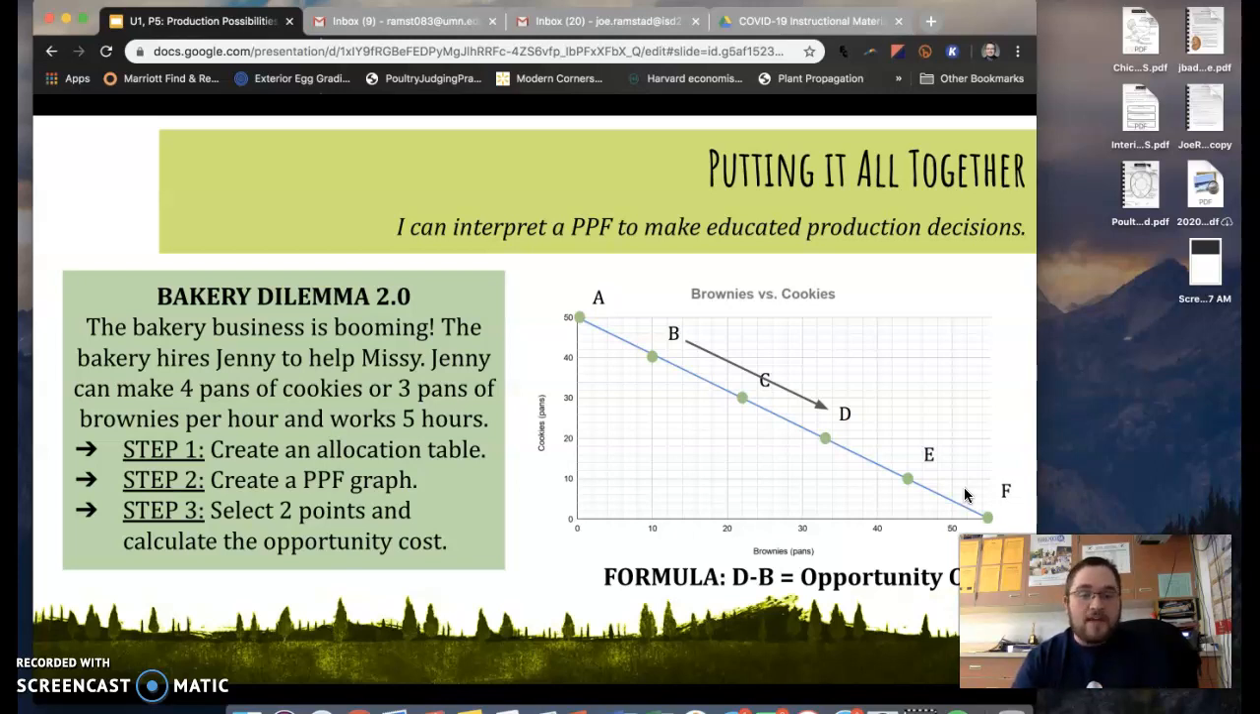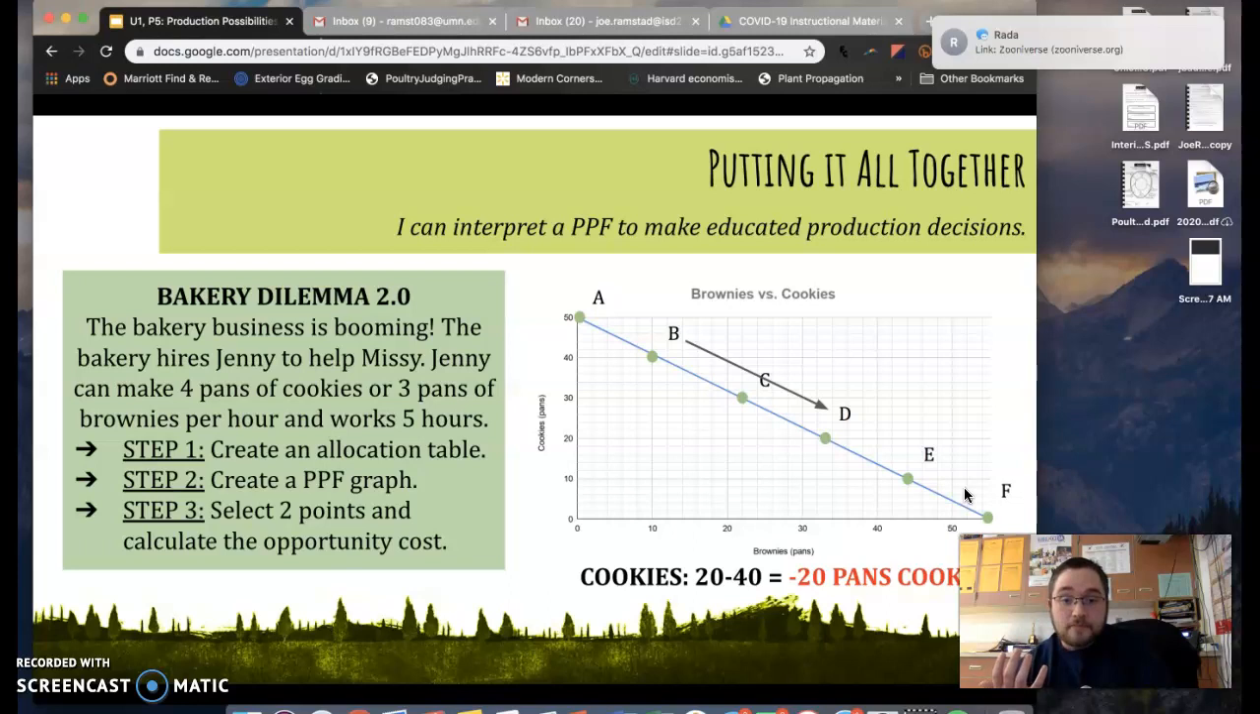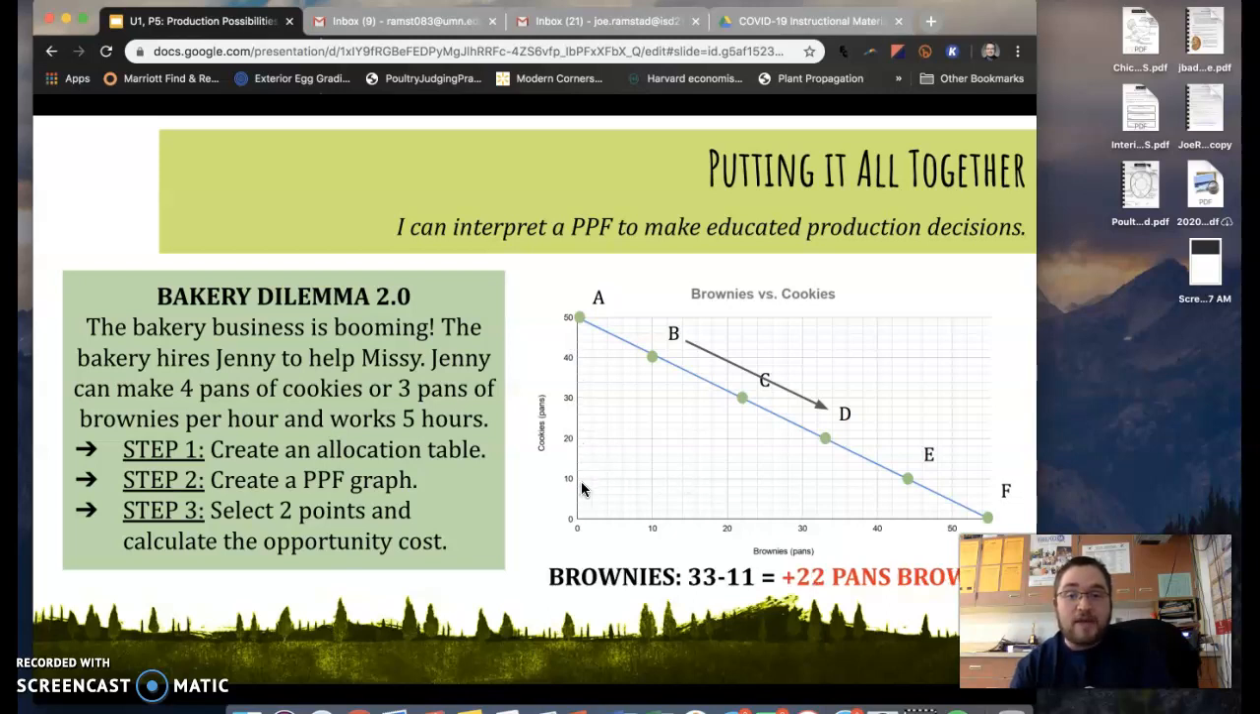So our formula then is going to be D minus B. So at point D, we produce 20 cookies and 33 brownies, and at point B, we do 40 and 11, and that can be confirmed in your table. And for cookies, we are going to be losing 20 pans of cookies in this transition. Okay, this can be confirmed because we are going down on the y-axis. And likewise, we will gain 22 pans of brownies because we are moving across. Does that make sense? Again, pause, rewind if you have to. Take your time on this.